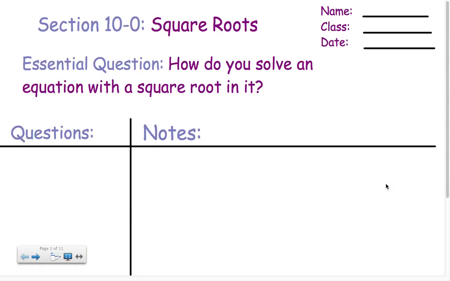Question 10-0, square roots. Essential question: How do you solve an equation with a square root in it?